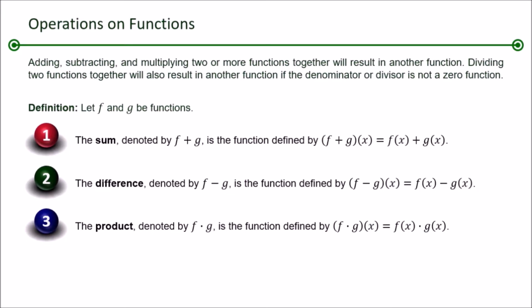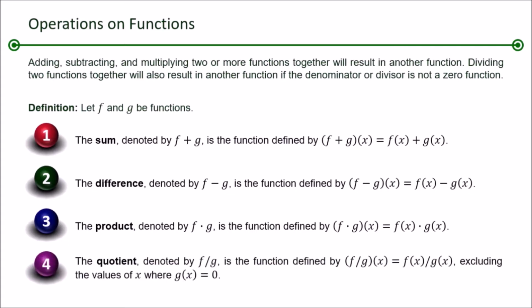The product denoted by f times g is the function defined by (f times g)(x) equals f(x) times g(x). The quotient denoted by f divided by g is the function defined by (f divided by g)(x) equals f(x) divided by g(x), excluding the values of x where g(x) is equal to 0.